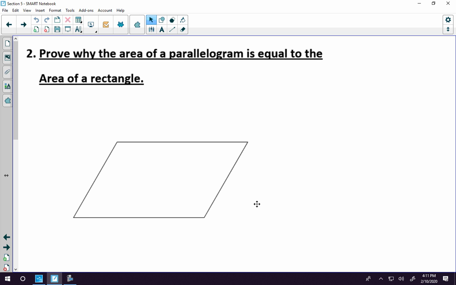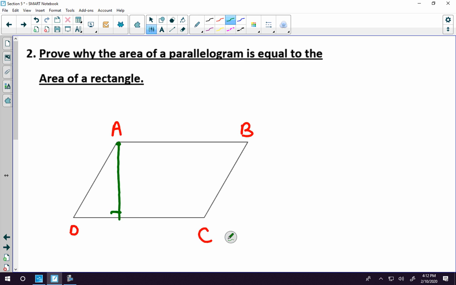If we go here to objective 2 and look at how we prove that the area of a parallelogram is equal to that of the area of a rectangle, what we want to do here is label the 4 vertices A, B, C, D. And if we draw an altitude from vertex A intersecting segment DC, remembering an altitude is a segment that's perpendicular to the base here. When we draw that segment, and if we focus on triangle ARD, I'll shade it here in green.